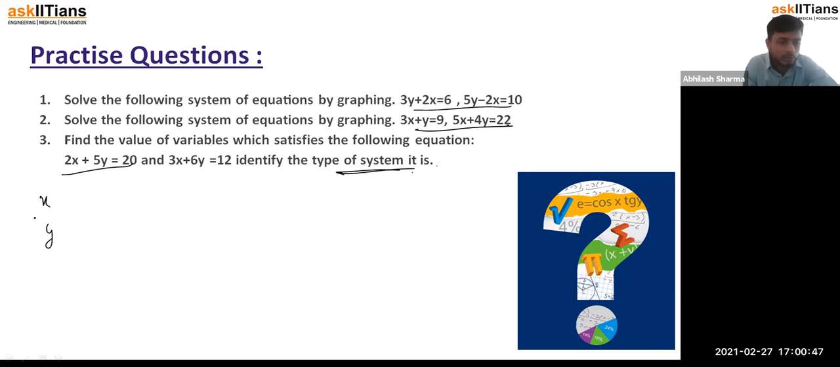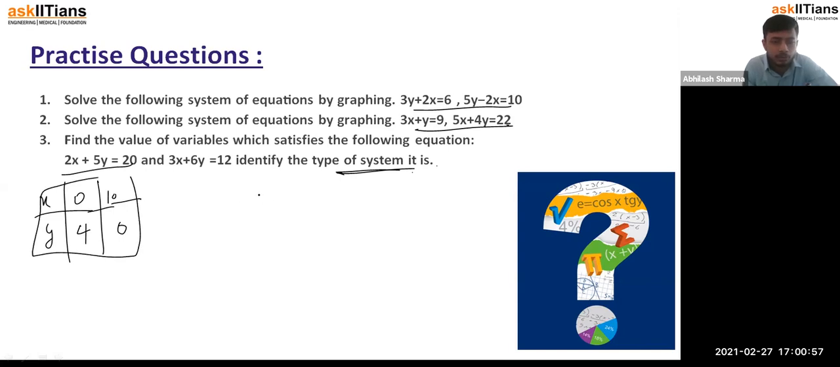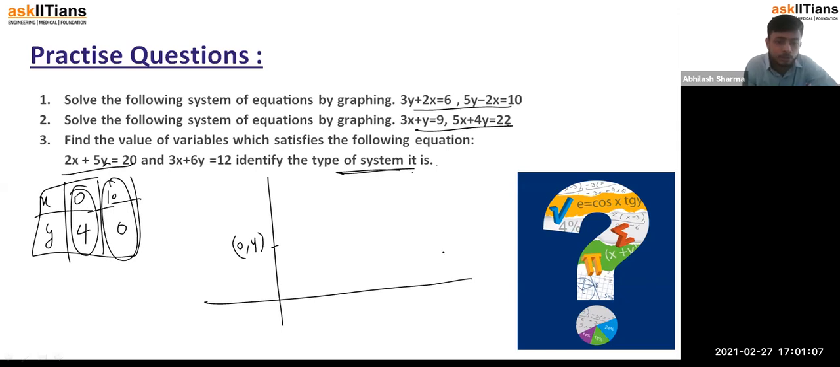So let's see, when x is 0, y comes out to be 4. When y is 0, x comes out to be 10. So just mark these 2 points, for example. 0, 4 is here. And where is 10, 0? This point is somewhere here. 10, 0, right? X-axis and y-axis. Now, if you join them with a straight line, you will get the graph of this equation.